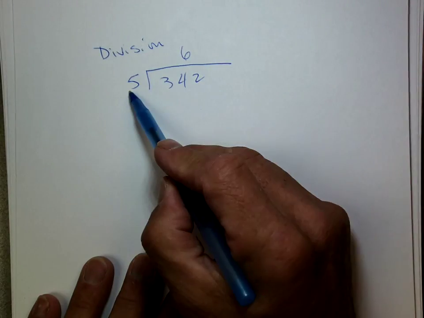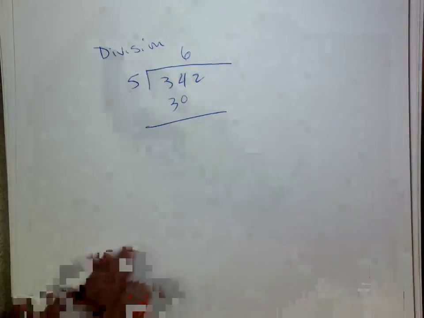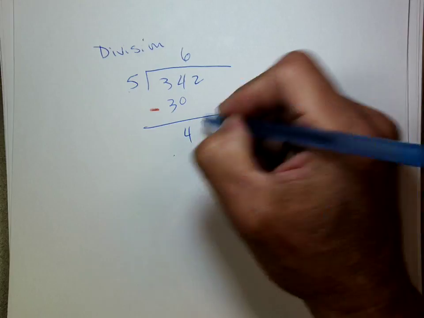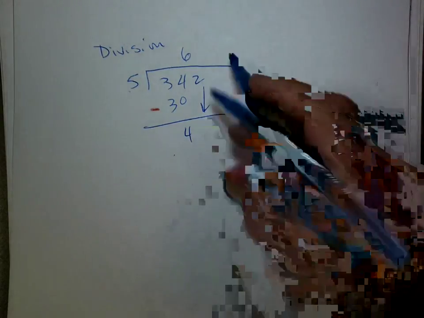So I know that 6 times 5 is 30. So I got this times this is 30. Then what I do is I subtract, right? Remember that? Subtract. And then you subtract 34 from 30, and you get 4. And then what do you do next? You bring down the next number. Okay, you bring down the 2.